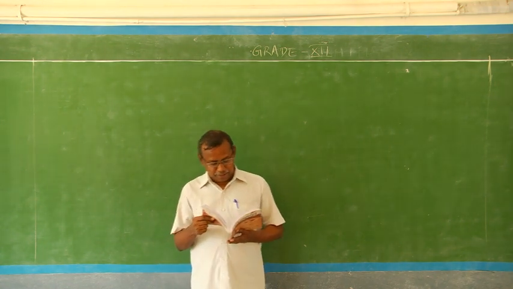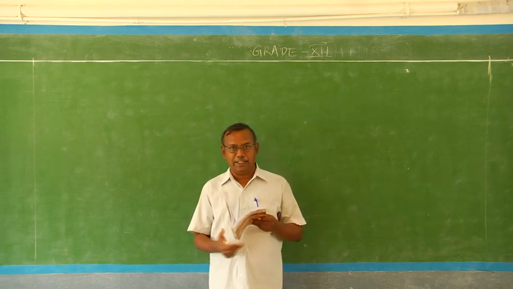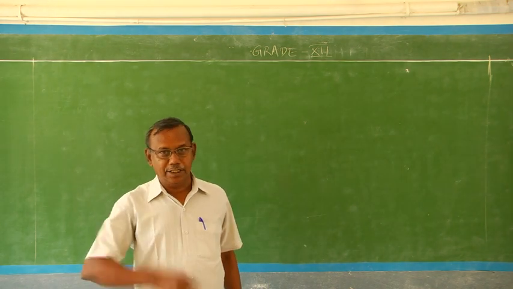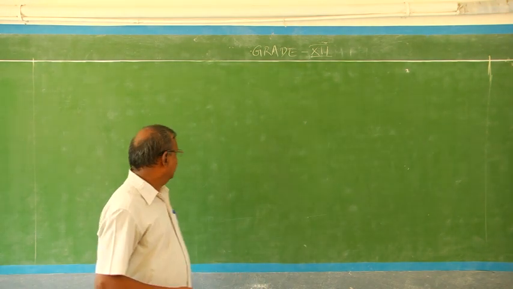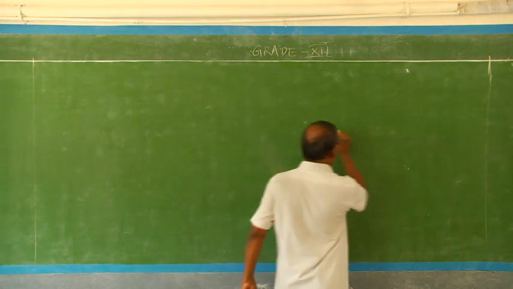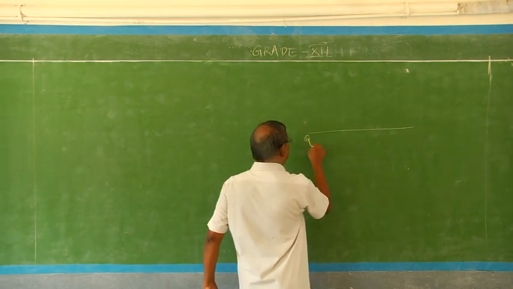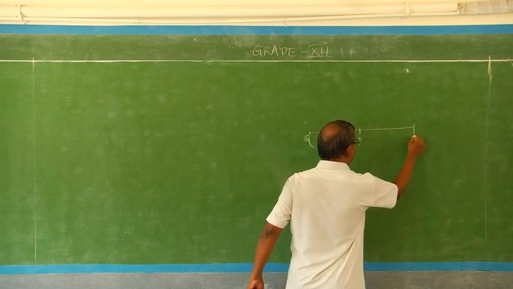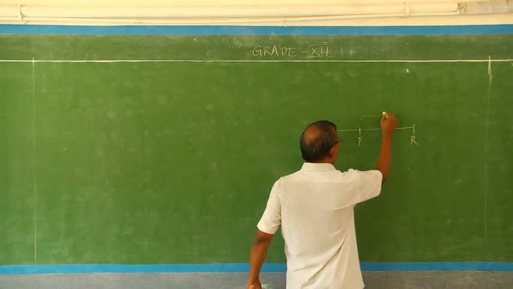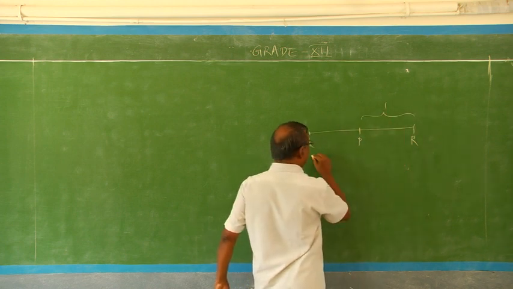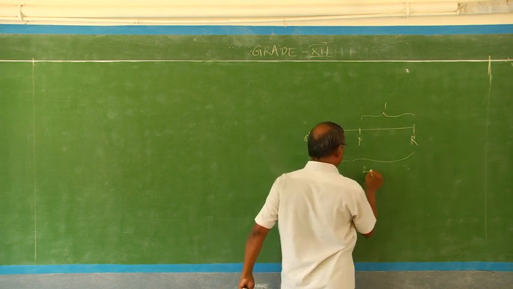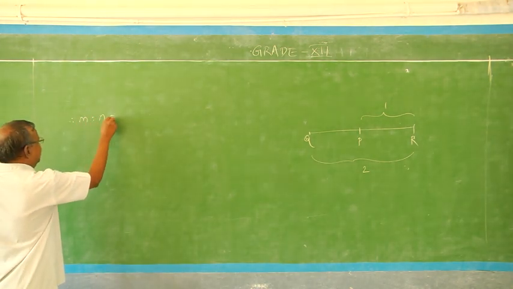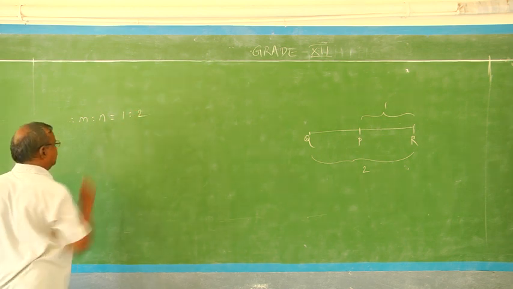Since P is the midpoint of the line segment RQ, that is what we need to prove. So P is the nearest point to R and Q is the farthest point from R. Let us explain this from the diagram. Let us take these as Q and P, and this point is R. PQ is in the ratio 1 and QR is in the ratio 2. Therefore, m is to n equal to 1:2.